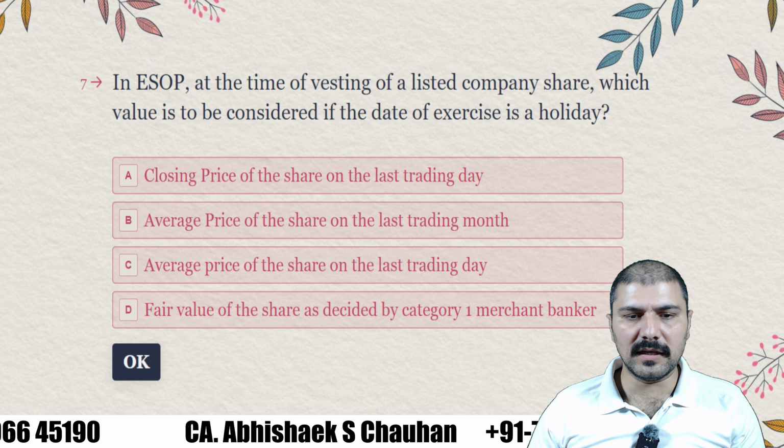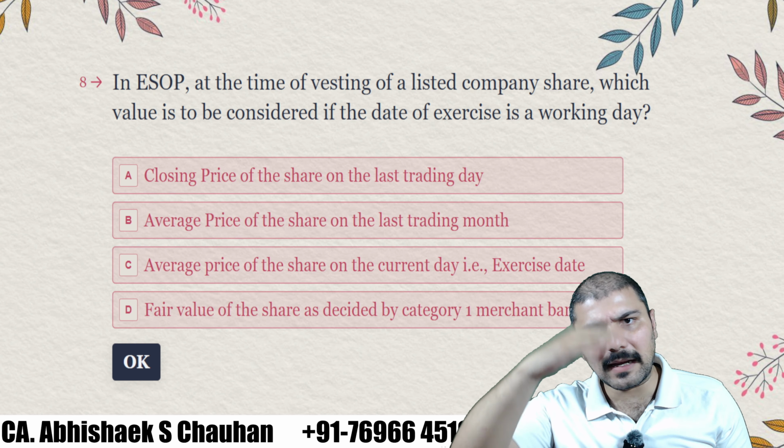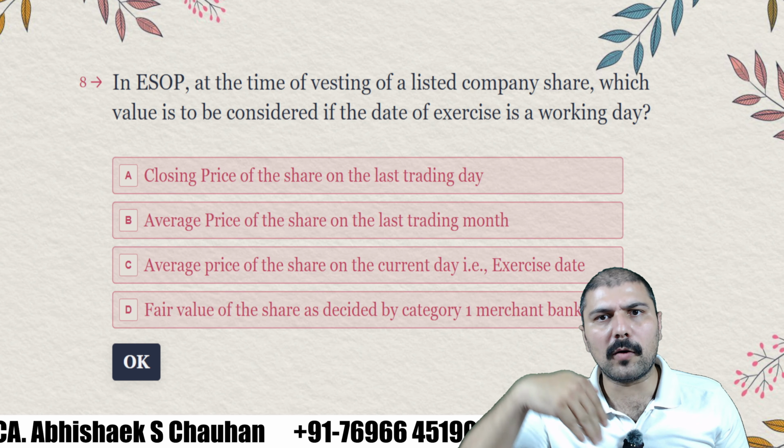Next, in ESOP, at the time of vesting of a listed company share, which value is to be considered if the date of exercise is a holiday? The answer is the closing price of the share on the last trading day. Right? In ESOP, at the time of vesting of a listed company share, which value is to be considered if the date of exercise is a working day? The working day is there, then there might be fluctuation of prices, so which price should we consider? The answer is the average price of the share on the current day, that is, on the exercise date, right?